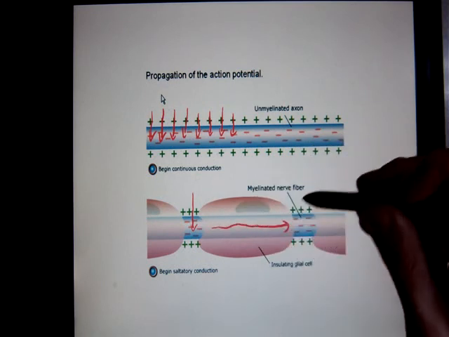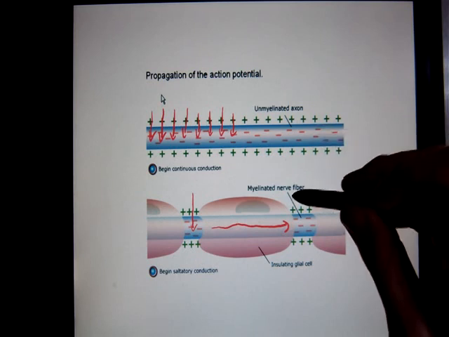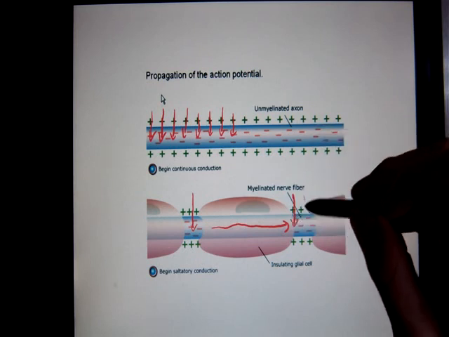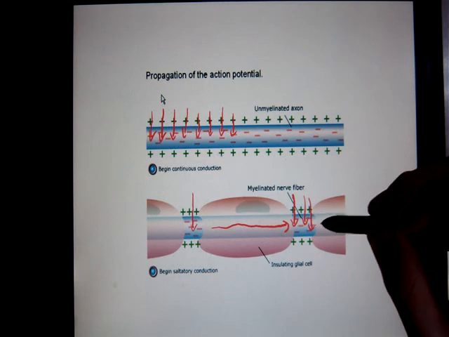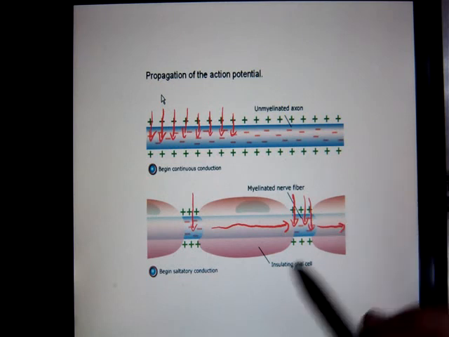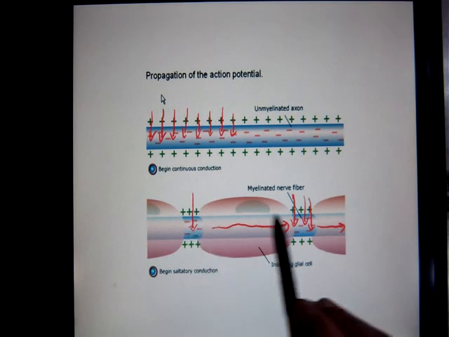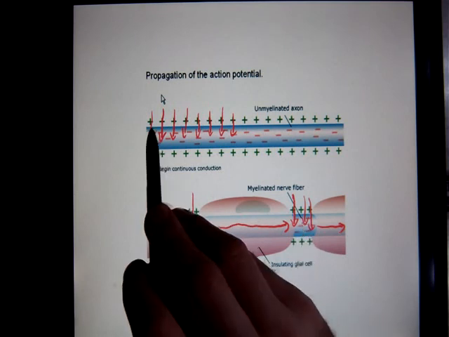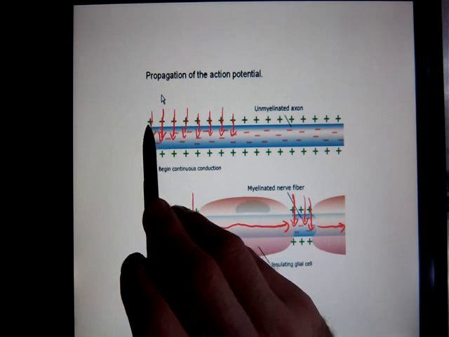And when they get close enough to the next node, it's going to cause the next sodium channel to open, more sodium floods in, and that will move down to the next gap. So the point is that the action potential is able to jump from gap to gap. Whereas here, it's jumping from channel to channel.